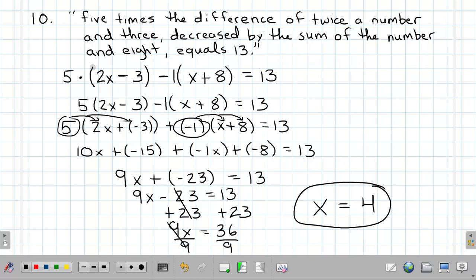And you can think about it. Twice a number is 8. So if we take 8 minus 3, that's 5. 5 times 5 is 25. Then we go over here, a number and 8. Okay, so subtract a number plus 8. So 4 plus 8 is 12. 25 minus 12 is 13.